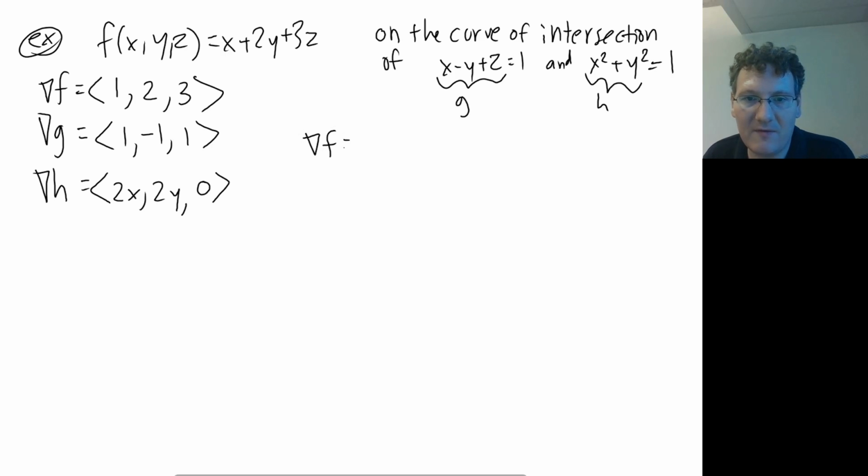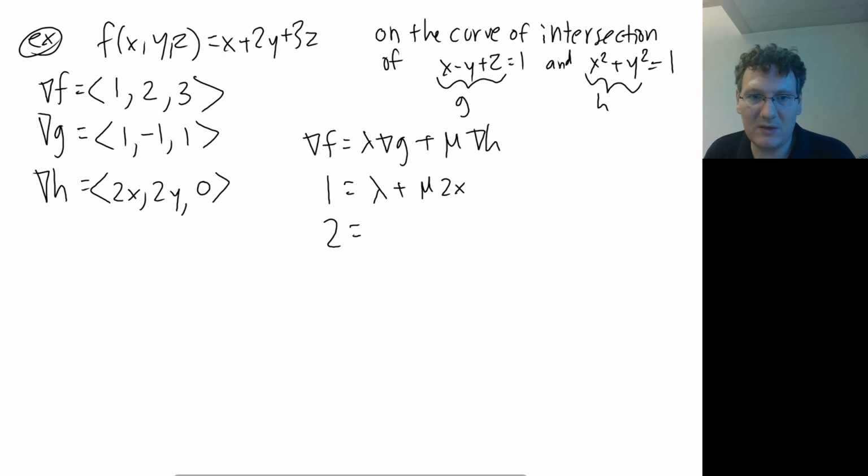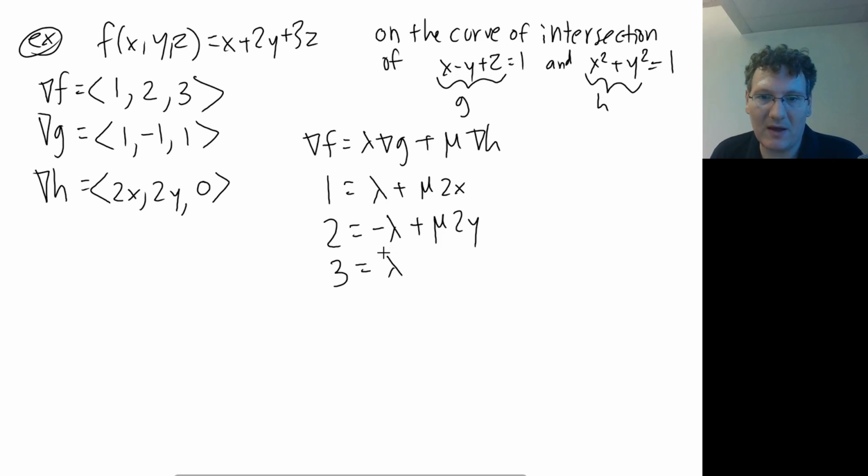So when we say gradient f equals lambda times gradient g plus mu times gradient h, what this comes out to is 1 equals lambda times 1 plus mu times 2x. And then we have 2 equals negative lambda plus mu times 2y. And then the third equation gives us 3 equals just lambda. So that third equation actually, boom, you've got lambda, because it's lambda times 1 plus 0.